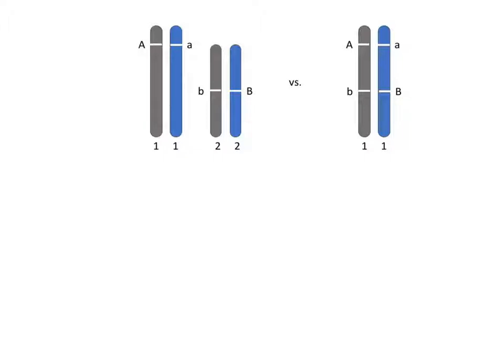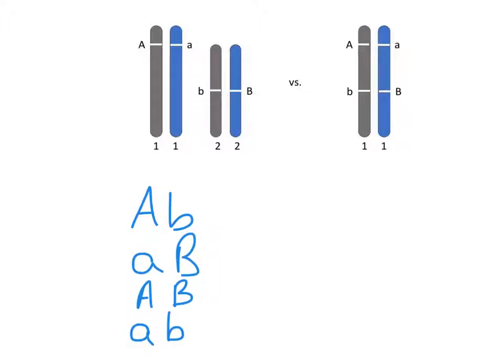So if we were to look at the potential gametes this individual can make, he could make a big A and a little b if I chose both gray chromosomes, a little a and a big B if I chose both blue chromosomes, and then the two other combinations are big A and big B if I chose a gray and a blue, or little a and little b if I chose a blue and a gray. So you can see that there are 4 potential gametes here, and they're all assorting independently from one another.